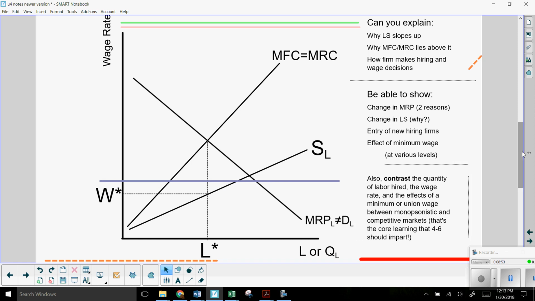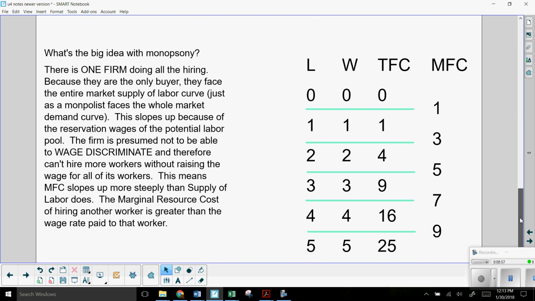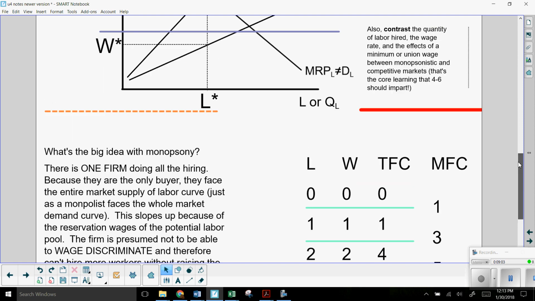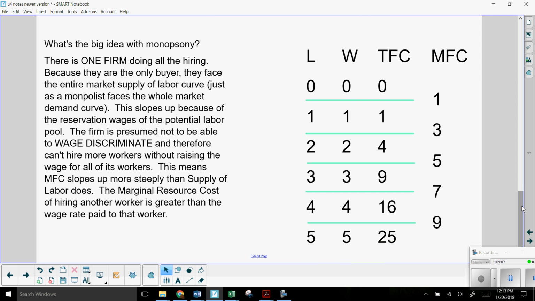Now what happens is that changes this table a little bit for the firm, because now if they want to hire one worker, they can't get that worker for $1 anymore. Let's say that minimum wage is $3, for example. If that minimum wage is $3, then what we're saying is if you want to hire one worker, your wage has to be $3. If you want to hire two workers, your wage has to be $3. If you want to hire three workers, your wage has to be $3.